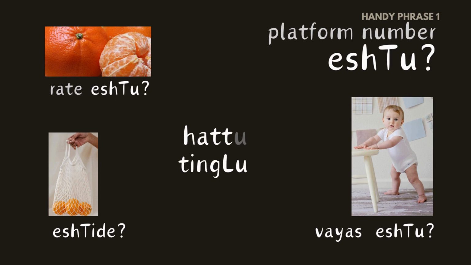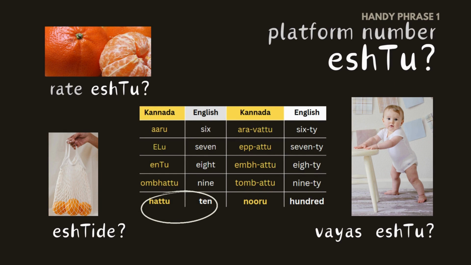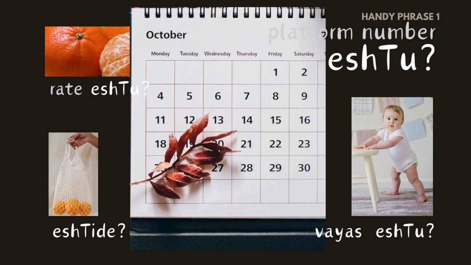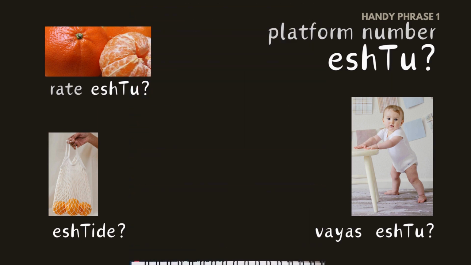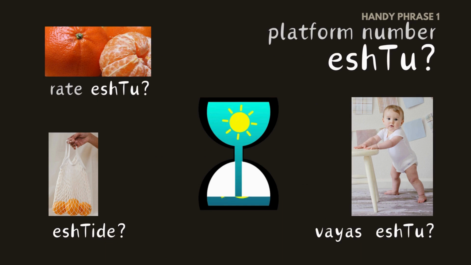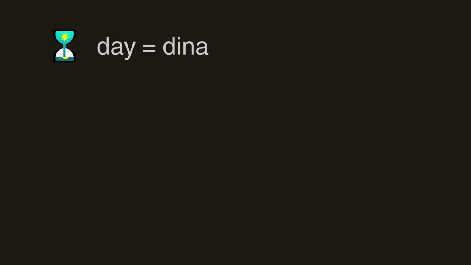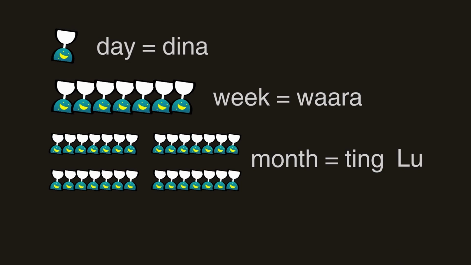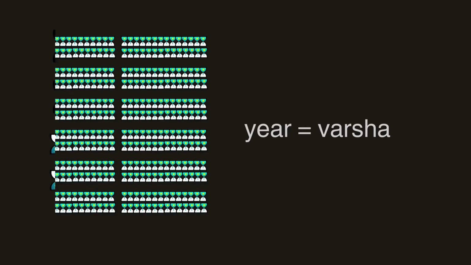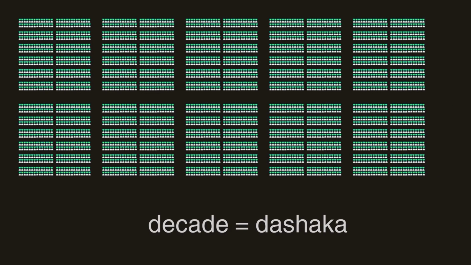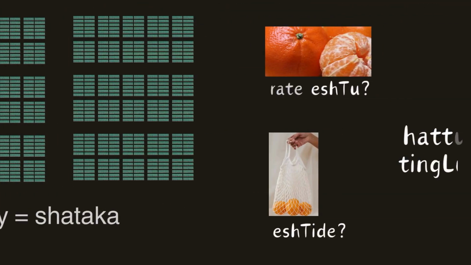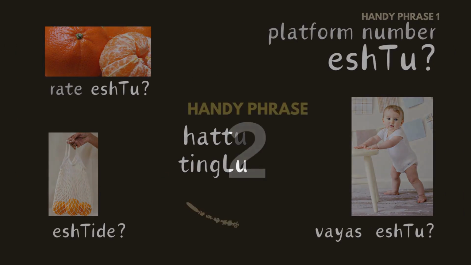Hattinglu. You know that hattu is 10, but what's tinglu? And with the answer, let's segue to the Kannada equivalents for day or days, week or weeks, months, years, decades, and even centuries. Day is dina, week is vara, month is tingalu, a is dropped, and tingalu becomes tinglu. Year is varsha, decade is dashaka, and a century is shataka. So what does hattinglu mean? Comment below.